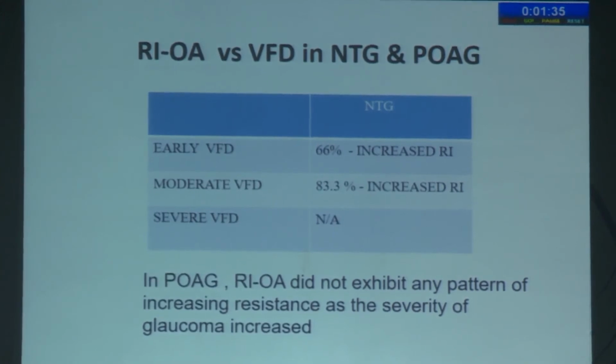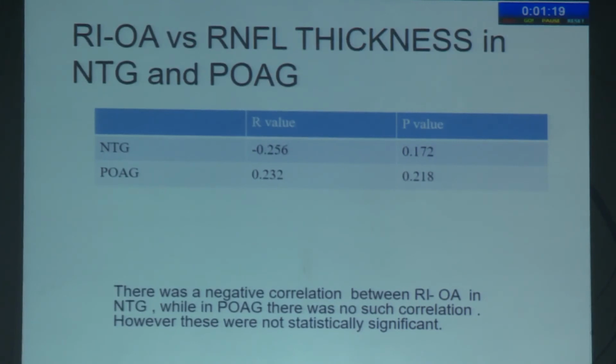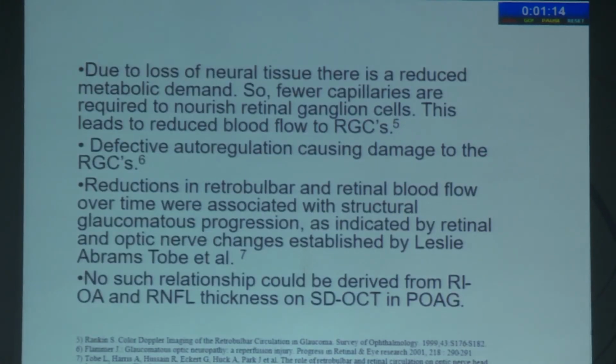Resistive index in the NTG group was compared for the visual field defect, and there was a 66% increase in the resistive index in the early visual field defect group, and 83.3% increase in resistive index, that is more than 0.85, in the moderate visual field defect group. In POAG, no such relationship was established. For the RNFL thickness, there was a negative correlation in the NTG, while in POAG, no such significant relationship was established. Due to loss of neural tissue, there is a reduced metabolic demand, so fewer capillaries are required to nourish retinal ganglion cells, which leads to reduced blood flow to retinal ganglion cells. Reduction in retrobulbar and retinal blood flow over time was associated with structural glaucomatous progression, which was seen in Topouzis et al. No such relationship was established in the POAG for the RNFL thickness.